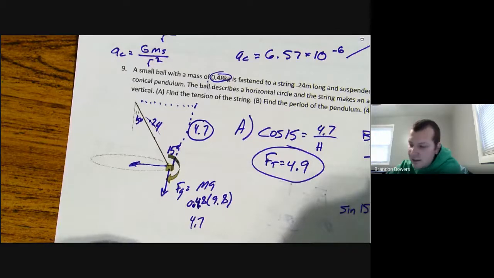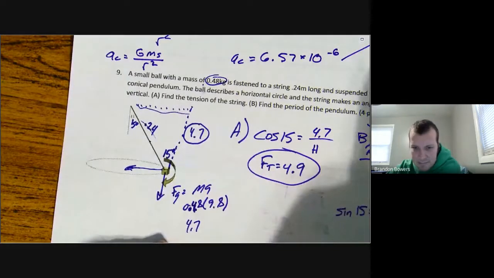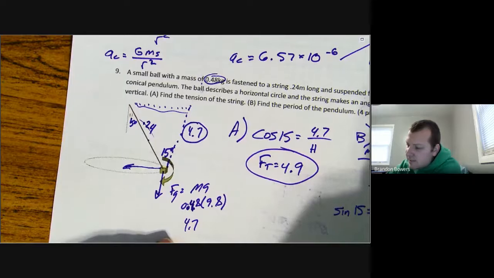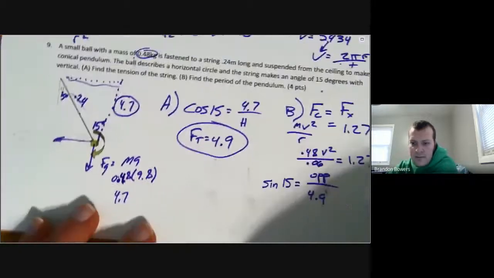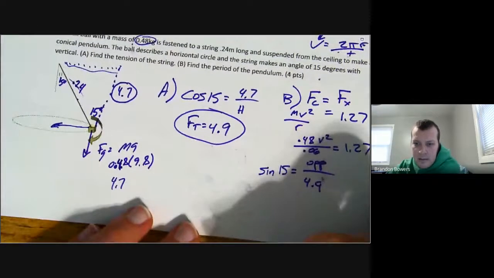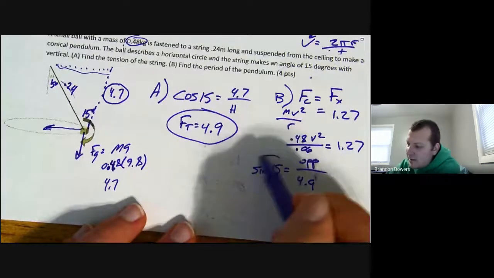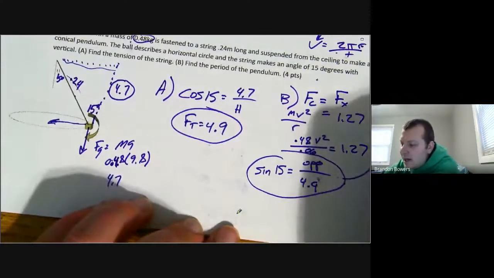Now it says find the period. So now what I'm going to be looking for is my force of tension in the x. My force of tension in the x is equal to mv squared over r. So finding the force of tension in the x, you can do this multiple ways. I used sine of 15 equals opposite over hypotenuse. I use that to get F of x.